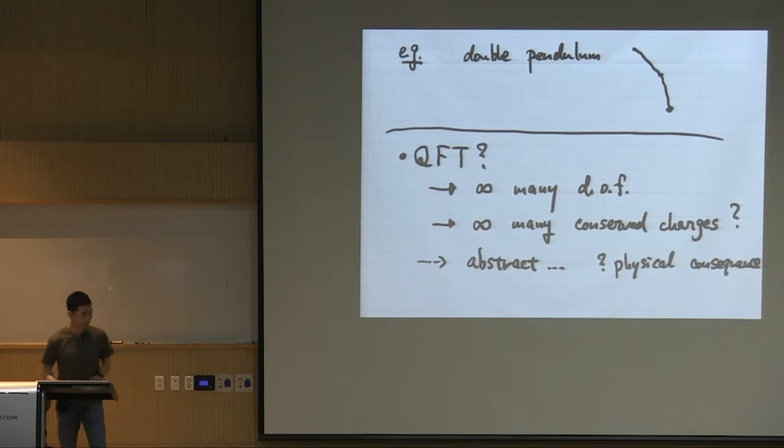But it turns out having infinitely many conserved charges has a very well-defined, important physical consequence. So let me start my lecture by explaining this, the physical consequence of infinitely many conserved charges. To discuss that, let's discuss some 3-to-3 scattering.